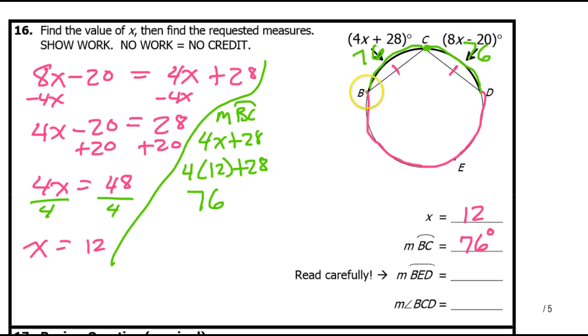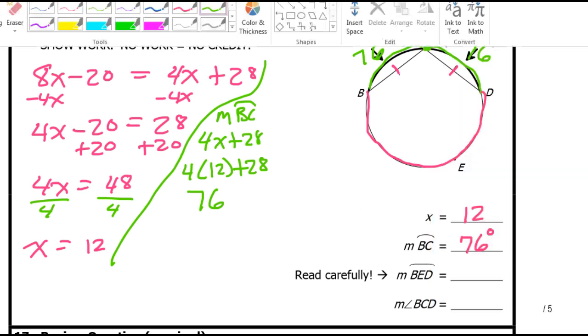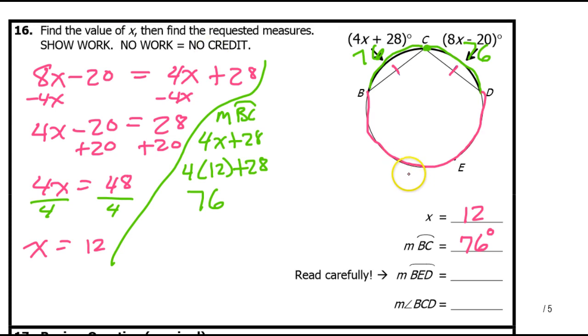So that means that this red arc, BED, is the rest of the entire circle. So if I take 360 and I subtract the 76's, that should leave the red arc. So that's what I'm going to do. If I take 360 degrees for full circle, minus 76 minus 76, that should equal the red arc. So the red arc is going to be 208 degrees. Okay, so that's 208 degrees.